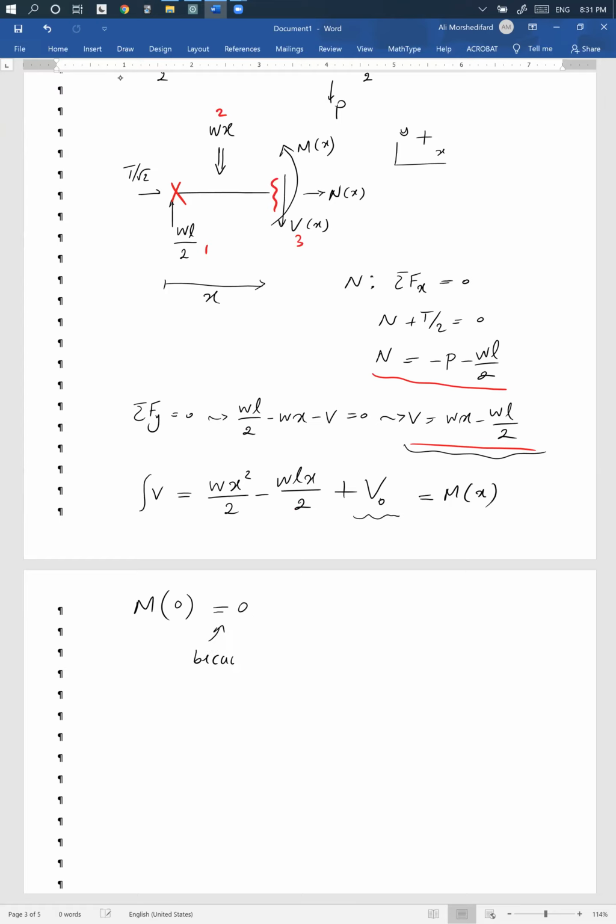because of the pin support. The left end is a pin support, so the moment is 0 there. You just substitute this value in the function that you just got. If I substitute, I get V naught is 0.